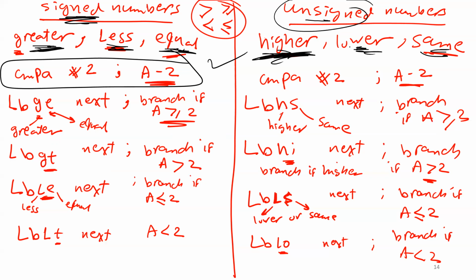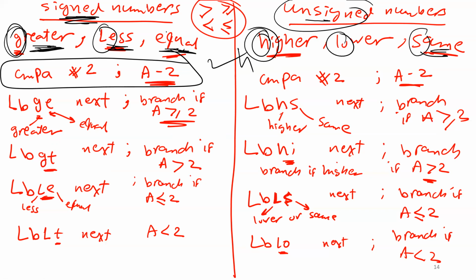use different English names. So I'm going to use H for higher. Instead of using G here for greater, here I'm going to use H for higher. Here I'm going to use L and L, right? But here I'm going to use S. Here I'm going to use E for equal. So let's see how it works.